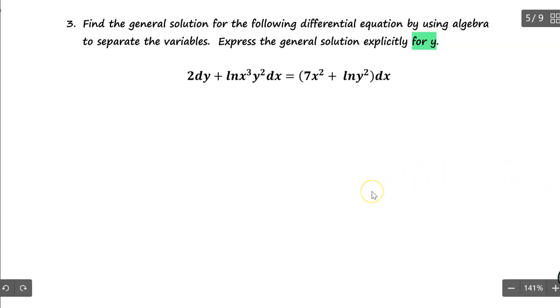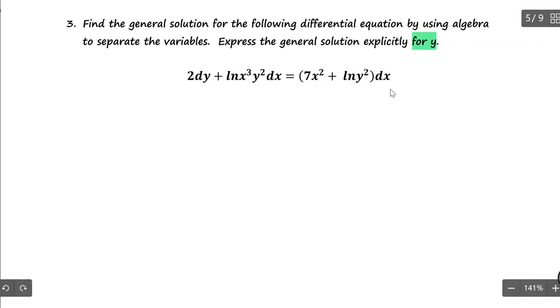Hello everyone. In this video, we will solve this first order differential equation. We are going to use algebra to separate the variables. That's the method that we are going to use. And in the end, we are going to express a general solution of this first order differential equation explicitly for y.